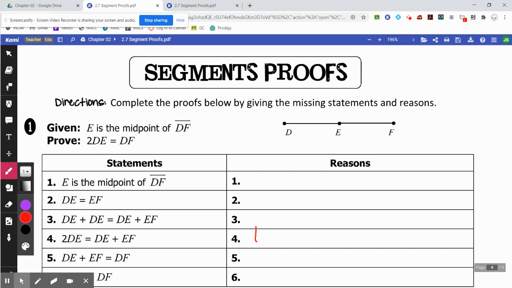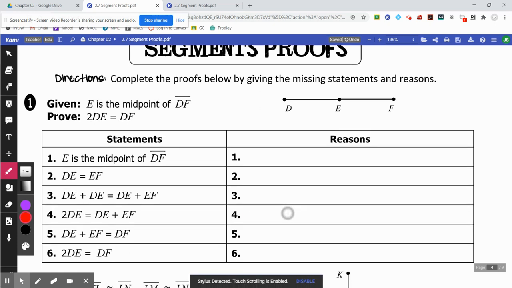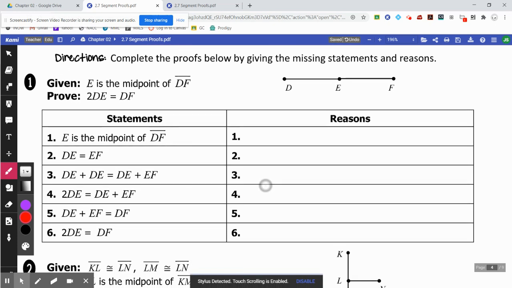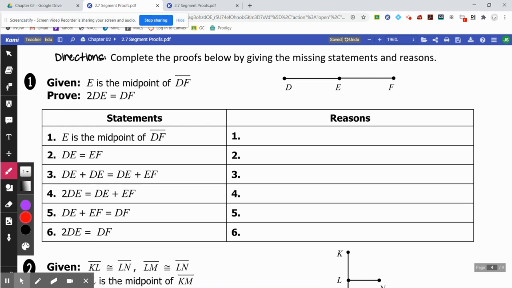So we're supposed to complete the proofs here. We're doing segment proofs in this. The entire section is on just line segments. And again, we're going to use that reference sheet that we completed a little bit earlier. Now, the first thing you need to know about a proof is you've got to go into it with a plan.